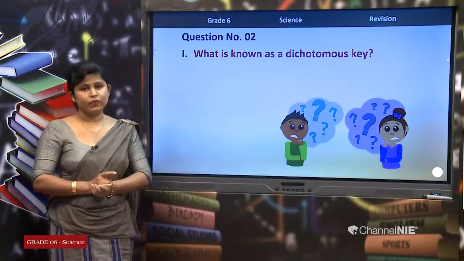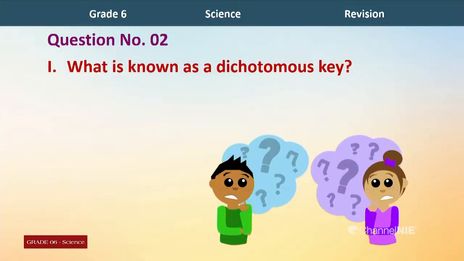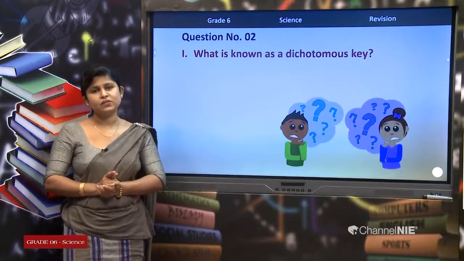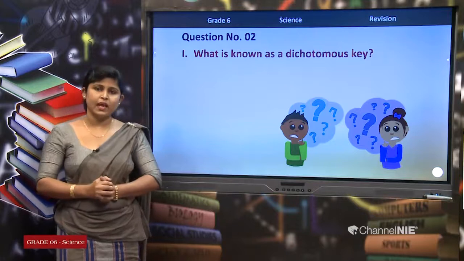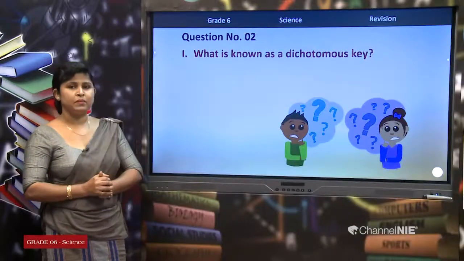Let us see the second question. Question number 2. This is based on plant and animal classification. Why do we need a classification? We need a plant and animal classification to study them easily. So, the method that is suggested to classify plants and animals is the dichotomous key. Now, we will see what a dichotomous key is.